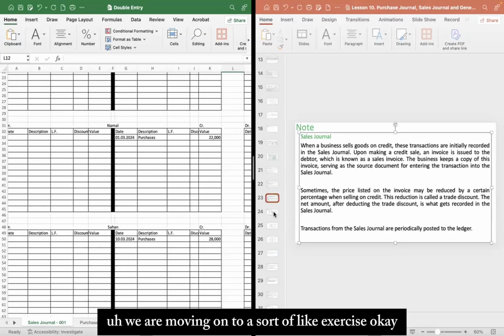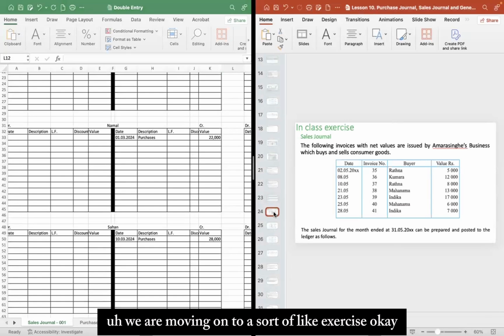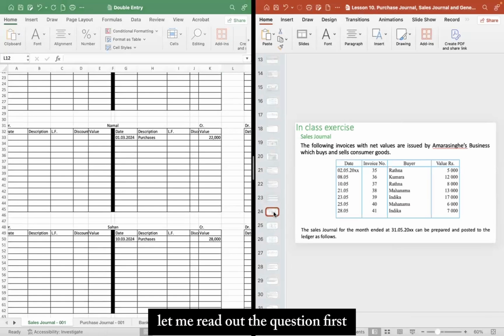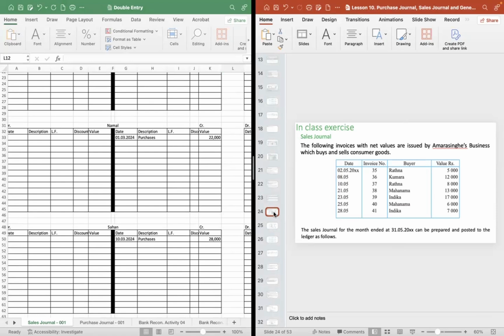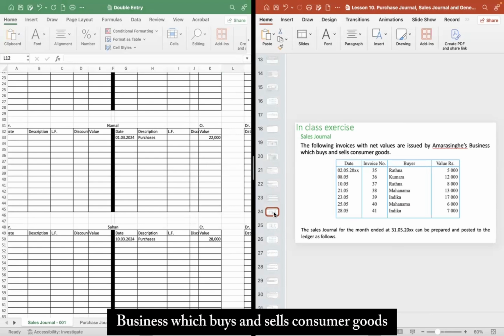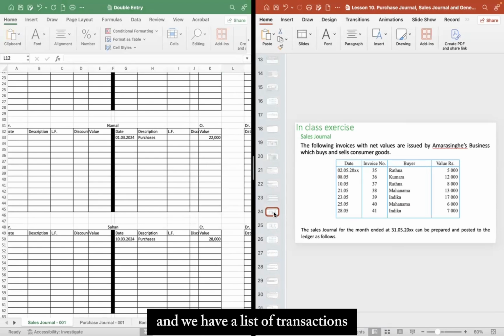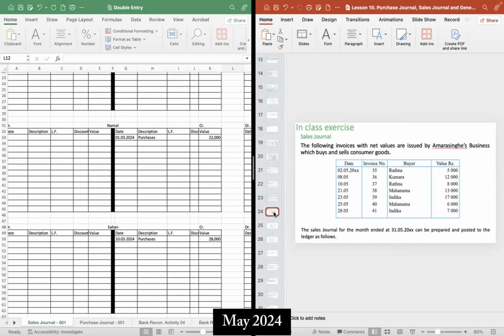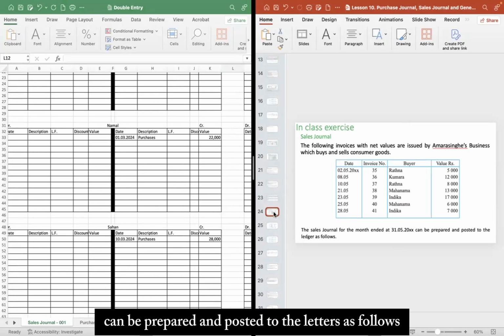Okay, we are moving on to a sort of exercise. Let me read out the question first. The following invoices with net values are issued by Amar Singha's business, which buys and sells consumer goods. And we have a list of transactions. The sales journal for the month ending 31st May 2024 can be prepared and posted to the ledgers as follows.